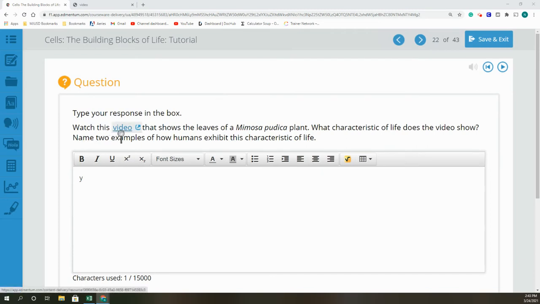The directions say, watch this video that shows the leaves of a Mimosa pudica plant. What characteristics of life does the video show? Name 2 examples of how humans exhibit this characteristic of life. And then remember, you have an assignment that wants you to identify 3 characteristics of yourself, but not about life, but about how you are as a quality human being.